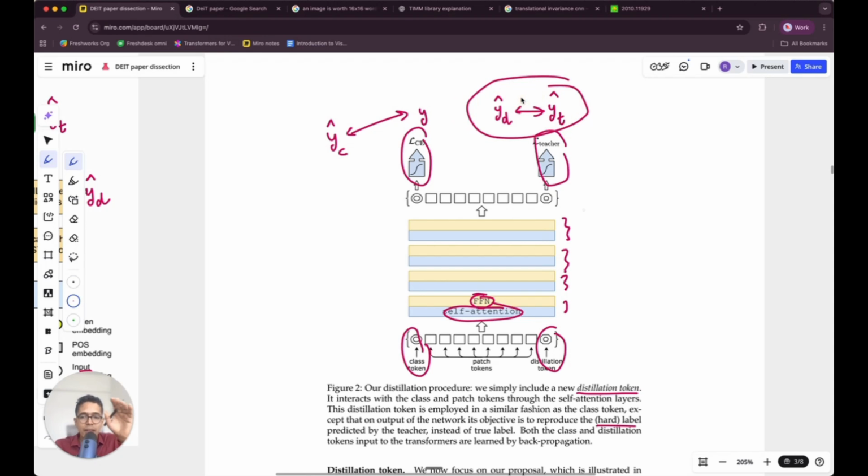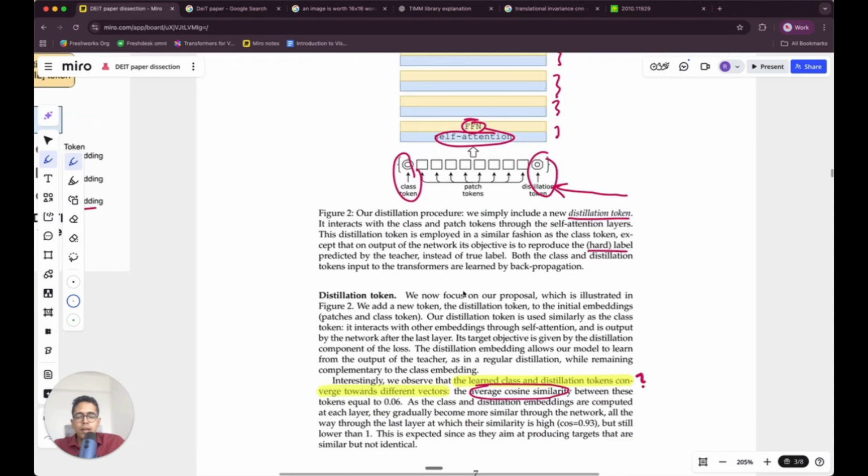The teacher indirectly affects the whole network by providing a guide to what the distillation token's context vector should be. The distillation token's context vector ideally should be exactly the same as the hard labels of the teacher. That is the only thing the teacher is doing here. The teacher is not directly providing the value of anything here, but it is providing the ground truth for the distillation token's context vector. Now, the distillation token.